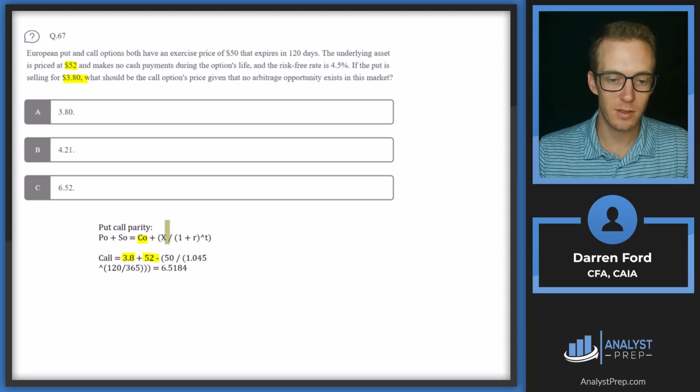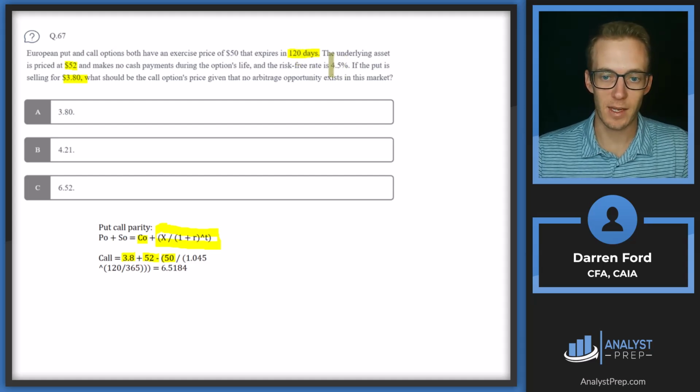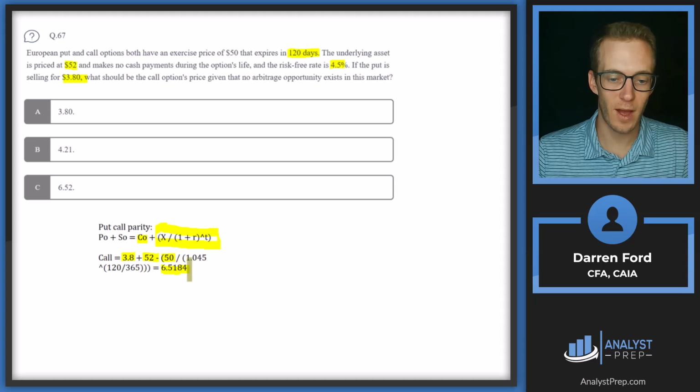And then the riskless bond portion, which is going to be this whole variable, X is going to be our strike price, and then we're going to discount that back at the risk-free rate, so 1 plus 0.045, and then raising that to the T. We expire in 120 days, so T is going to be 120 divided by 365, since this risk-free rate is an annual rate. So when we run those numbers, it comes out as 6.5184 for the call option price, and we can round that. Go with answer C, 6.52.